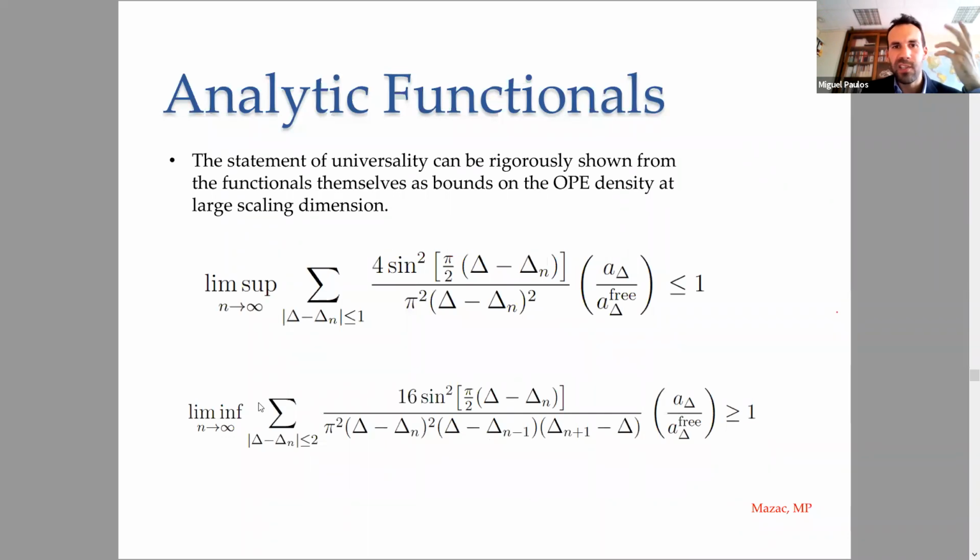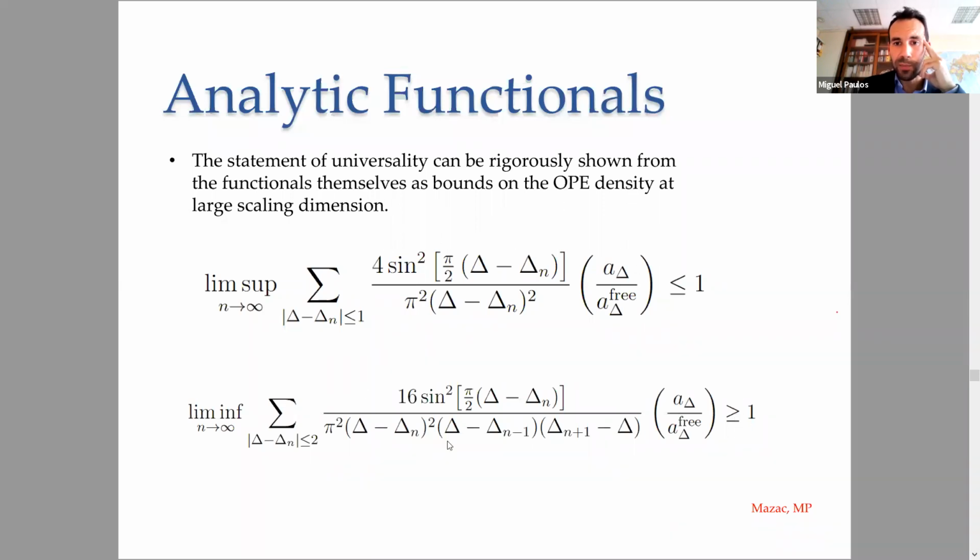Just to come back to this statement of universality. It might seem a bit hand-wavy, this statement that on average all solutions to crossing have to look like GFF. But the functionals themselves tell us this. They express this universality property as rigorous bounds on the OPE density at scaling dimension. These bounds look like upper and lower bounds on the OPE density. The OPE density is this A delta, and A delta free is the OPE density of a generalized free field, smeared against some simple kernel. Basically, this is telling us that in a very small bin, a bin of size 1 in scaling dimensions, on average the OPE density has to be equal to that of a generalized free field. It's bounded from above, and it's also bounded from below.